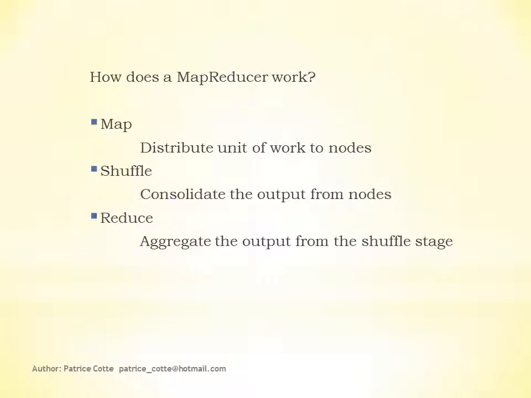MapReduce executes in three steps. The map step divides the work in small units that can be handled individually by participants. The shuffle step consolidates the outputs from the mapping between nodes, and the reduce step again distributes small units of work to the participants in order to build the final result.